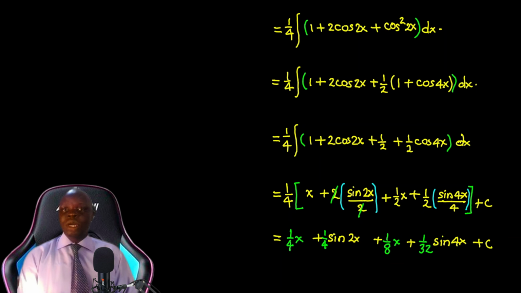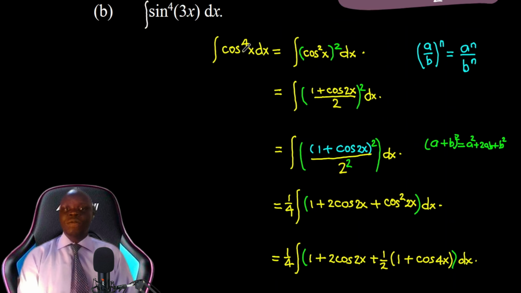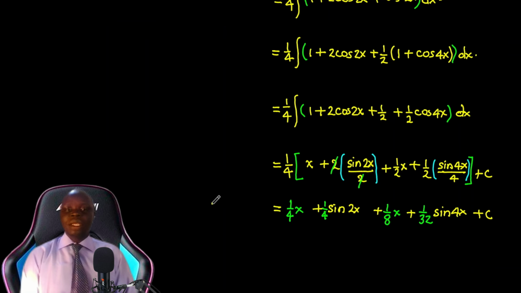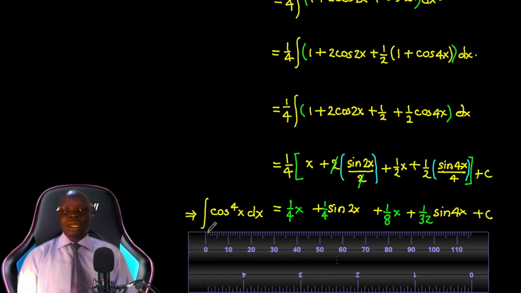So our question was the integral of cosine to the power of 4 of x. So when you integrate that, this implies that the integral of cosine to the power of 4 of x with respect to x will just give you this. And that is how we tackle this kind of question.